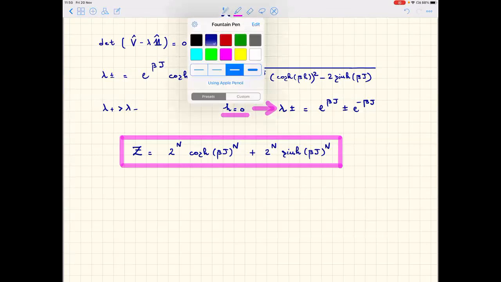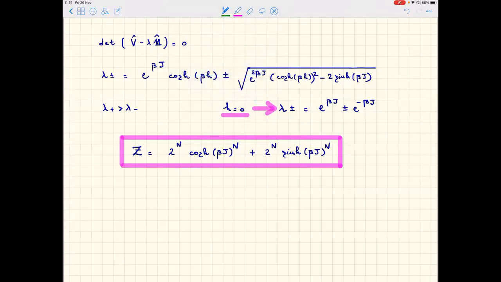And now comes a question. We already computed this partition function, right? And what we obtained by recursion, do you remember, was 2 to the N cosine hyperbolic beta j to the power N minus 1. And this is not the same as the one that is written above. Why is it not the same? Sorry, this partition function is for h equal to 0, right? Yeah, it's for h equal to 0.